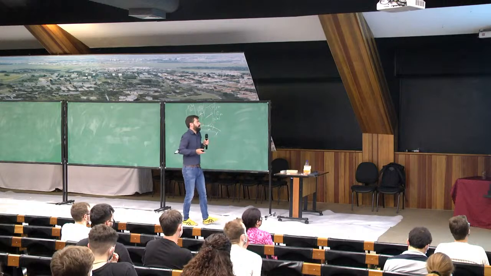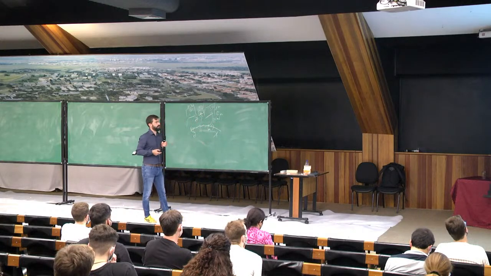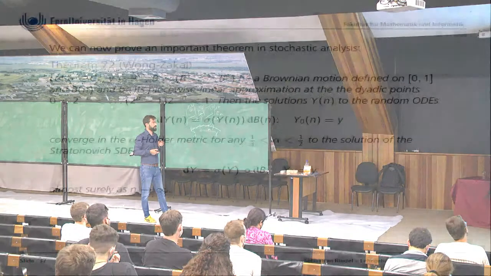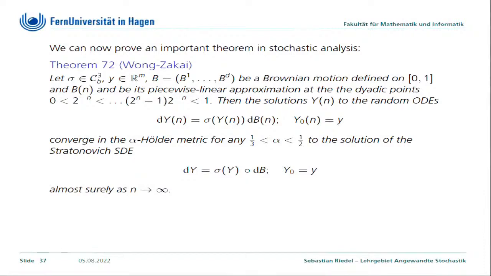Okay, so it has many formulations. I have to say, the Wong-Zakai theorem has much stronger formulations than the one I give here. So I use a smooth sigma, and I use a particular approximation of the Brownian motion. Namely, I use the dyadic points and the piecewise linear approximation. So these are smooth, or at least piecewise smooth processes. So I can look at the solution of these ordinary differential equations, if I want. So they are random ordinary differential equations.